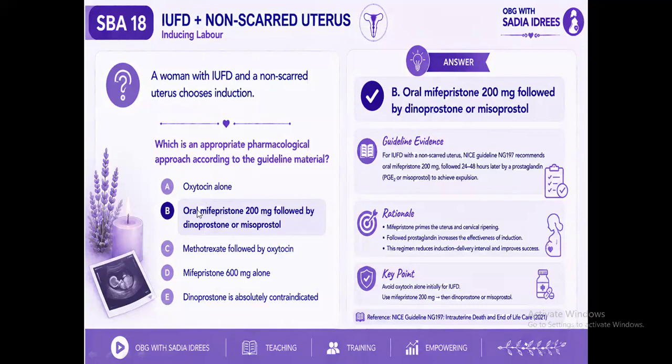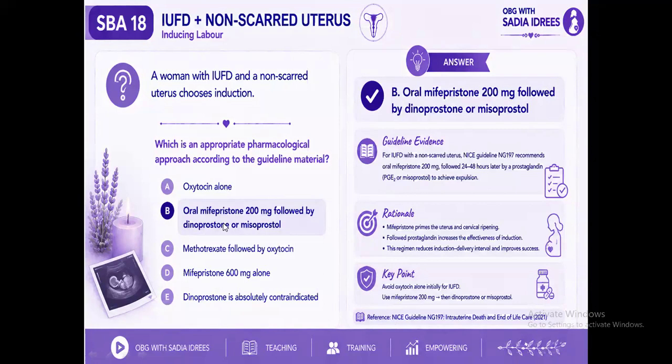A. Oxytocin alone. B. Oral mifepristone 200 milligram followed by dinoprostone or misoprostol. C. Methotrexate followed by oxytocin. D. Mifepristone 600 mg alone, and dinoprostone is absolutely contraindicated. Okay, now we are dealing with intrauterine fetal death, and the woman has a non-scarred uterus and chooses induction. Which pharmacological approach is appropriate? Correct answer is B. Oral mifepristone 200 milligram followed by dinoprostone or misoprostol.